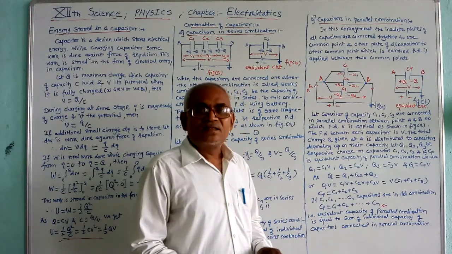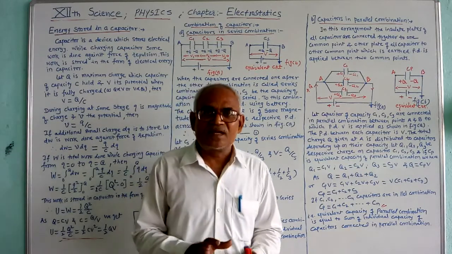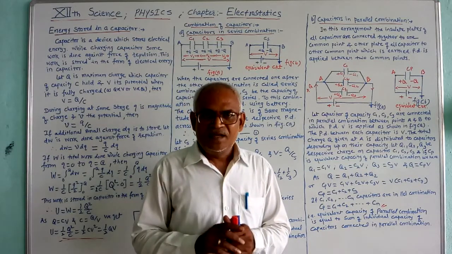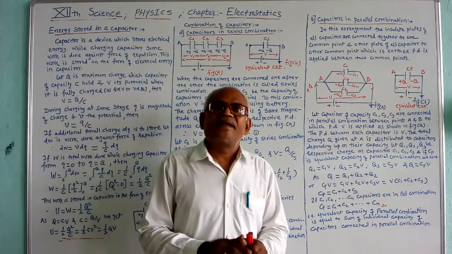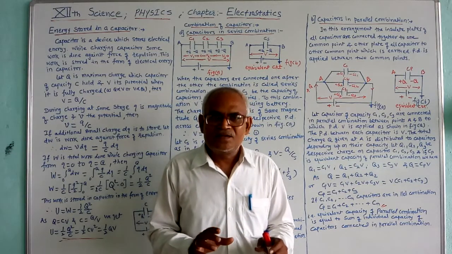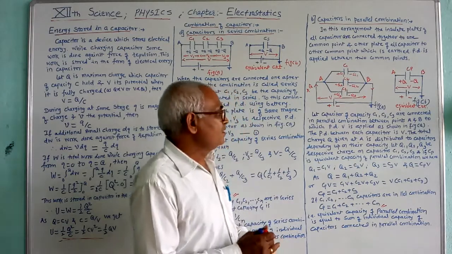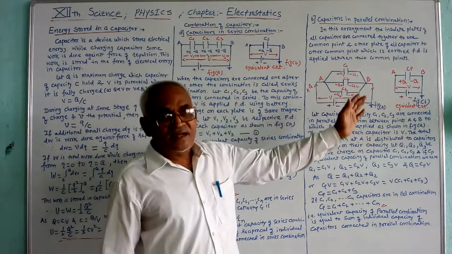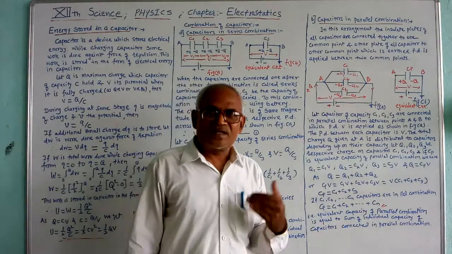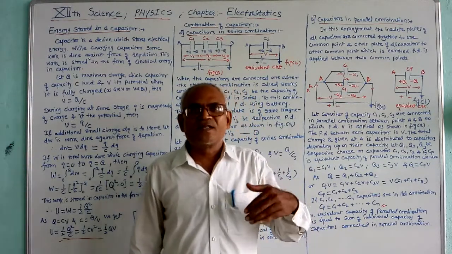Here the theoretical part of this chapter is over. Van de Graaff generator is eliminated due to the corona. Therefore here the theoretical part of this chapter is over. After this we have to see some numericals on this chapter.